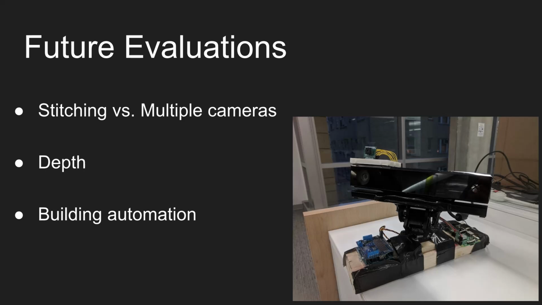Additionally, we have yet to use the Kinect depth sensor in order to situate where people actually are in a room. While it's not super long range, it could be effective for a small room, determining where people are, and then managing HVAC systems for microclimate zones.